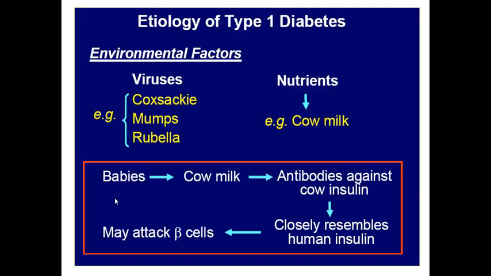So what can be the environmental factor? Many viruses have been considered as a cause of this, like coxsackie virus, mumps and rubella. Cow milk is also being considered as producing the antibodies. When babies are started on cow milk, they develop antibodies to cow insulin, and then these antibodies start acting against the human insulin. Cow insulin is similar to human insulin, and this results in attacking the beta cells. So that's how it happens.